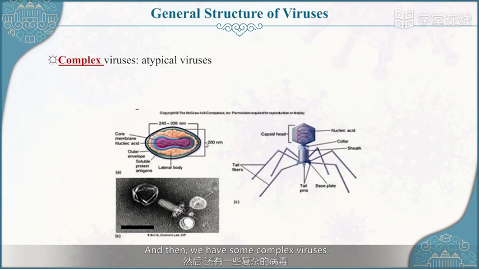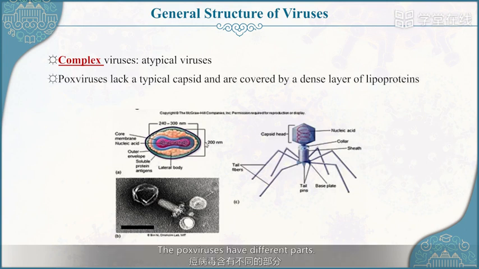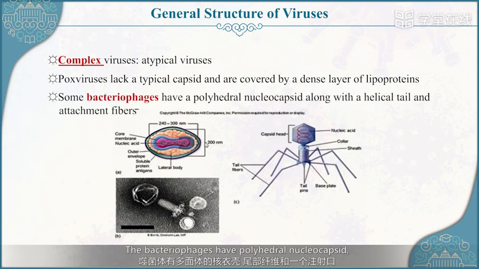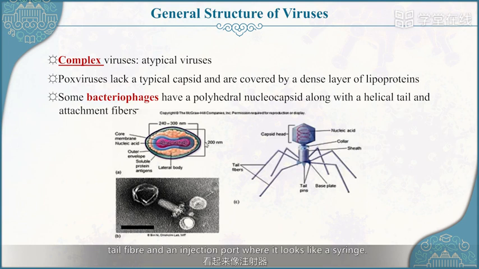And then we have some complex viruses. The complex virus has more than just the envelope and the capsid. The pox viruses have different parts. They have nucleic acid, outer envelope, inner envelope, and some other things on the inside. The bacteriophages have a polyhedral nucleocapsid, tail fibers, and an injection port that looks like a syringe. So these are some more structures than the typical virus.